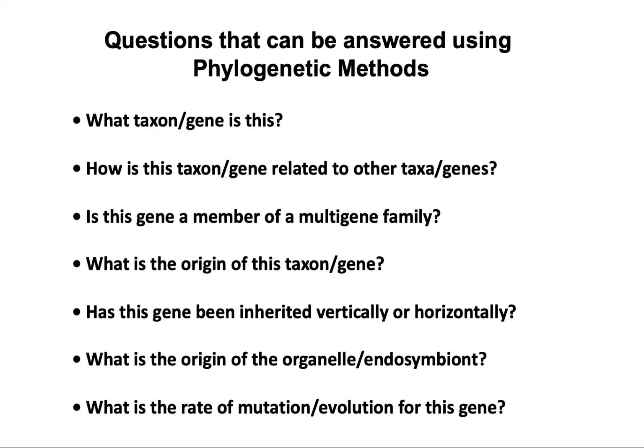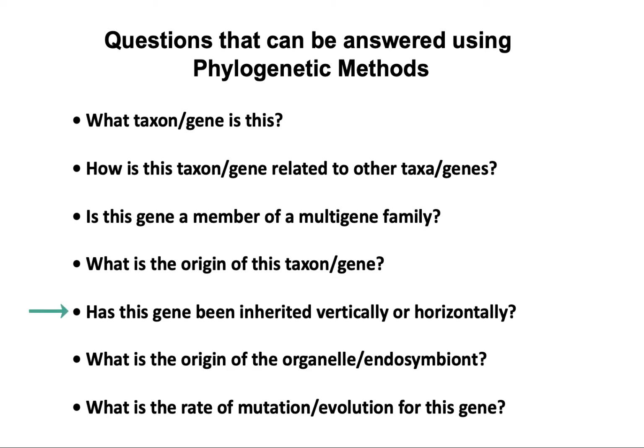So, what kind of questions can be answered using phylogenetic methods? One is answering what taxon or gene this is. It can group with other similar taxa and genes. How is this taxon or gene related to other taxa and genes? That is, how far is a human from an E. coli or an elephant or whatever you want? Is the gene a member of a multi-gene family? So these would group together as a multi-gene family. What is the origin of the taxon or the gene? So you can get back to where these originated or diverged from other species.